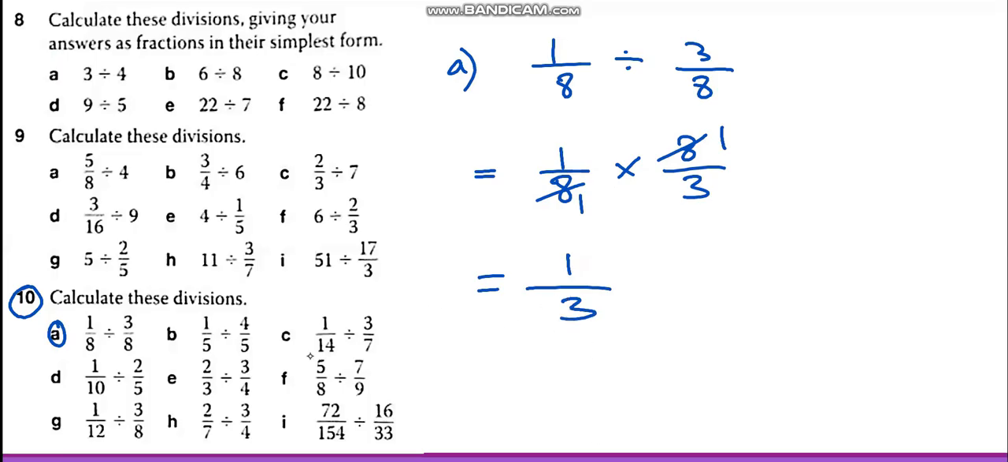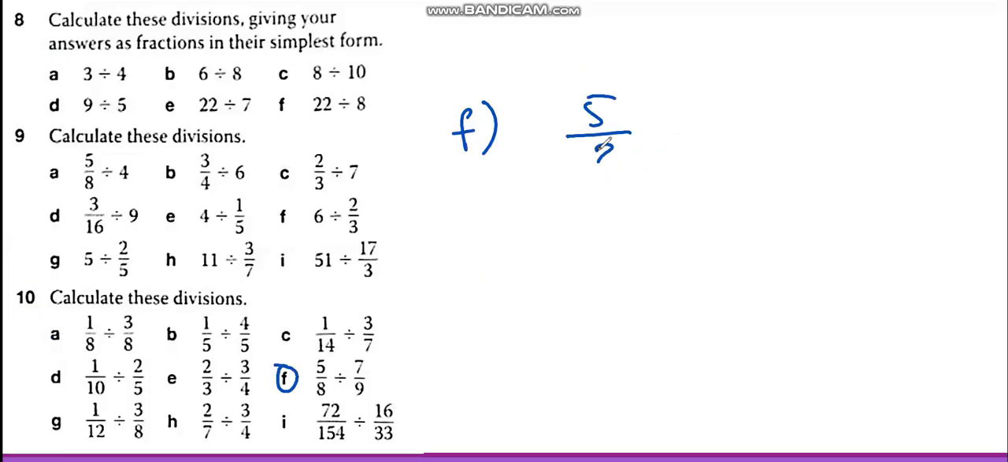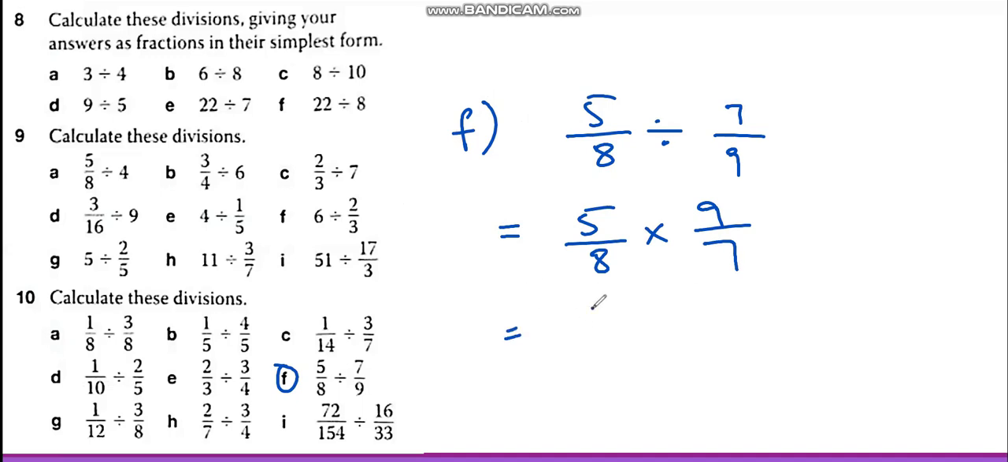Now let's do its F part. In F part, we have to again divide 5/8 with 7/9. So by following the same rule, means 5/8 times 9/7. So we will get our answer as 45 divided by 56.